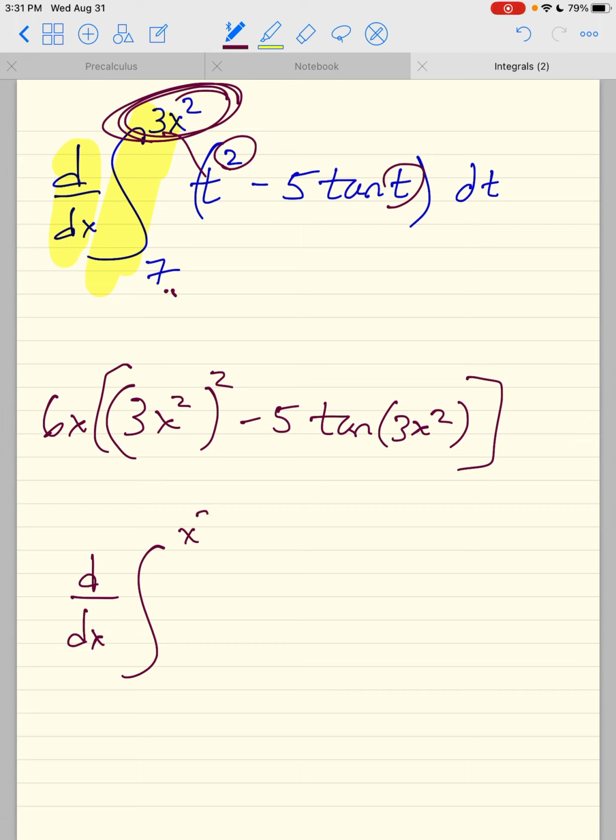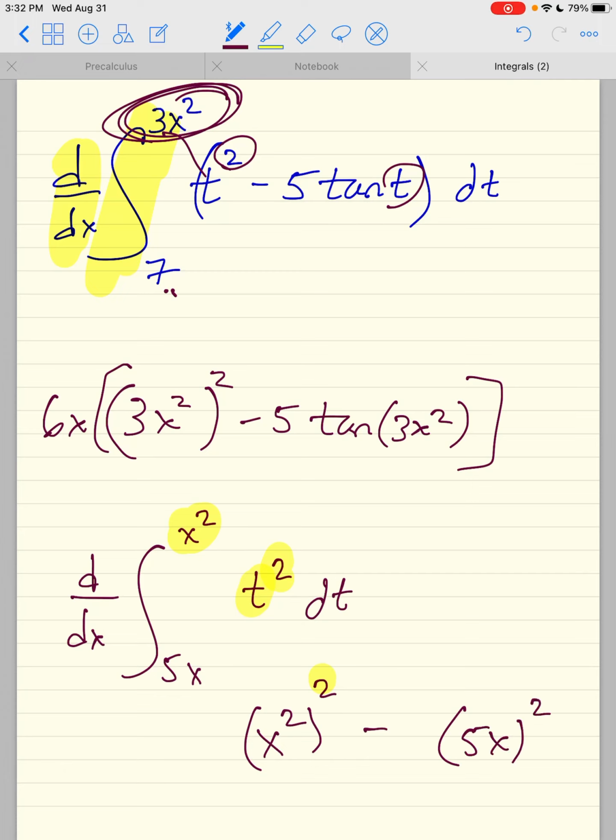Let's do x squared and 5x. These are both variables. I'm just going to put t squared. You plug in the x squared, but because it's squared, all we're doing is we're plugging this into the t. Don't forget this squared is different. Minus, we're going to plug in the 5x squared. But you have to take the derivative and put it in the front. You have to take the derivative and put it in the front. And then you should be able to clean it up.